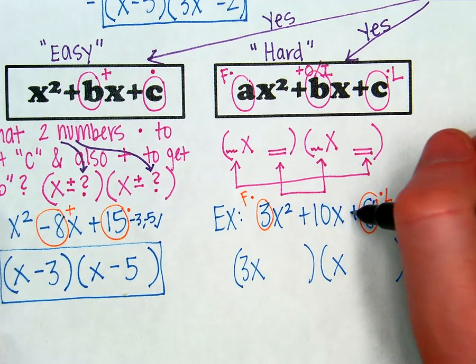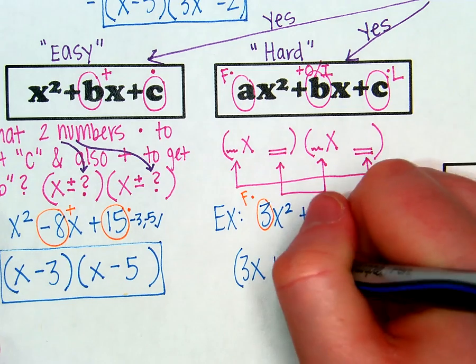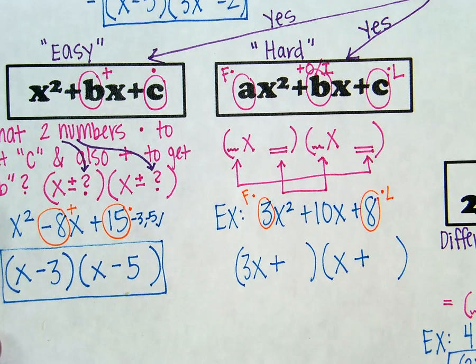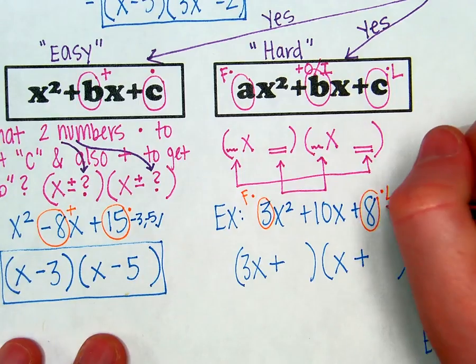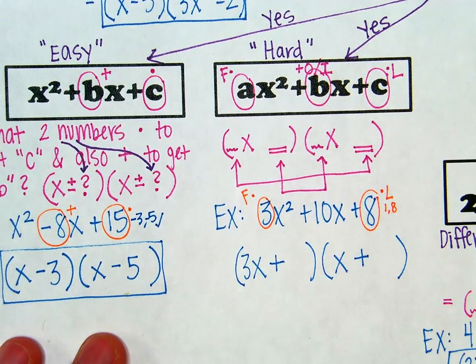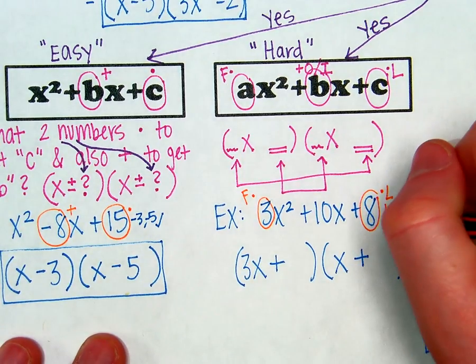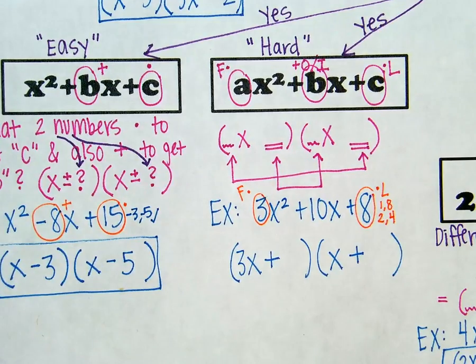I'm dealing with all positive values the rest of the way, so I know that it's going to be a plus and a plus. I can kind of lock those in as well. And then I can think about, okay, what times what gives me 8? I know that 1 and 8 multiply together to be 8, and I also know that 2 and 4 multiply together to be 8. And you just pick one and start with it.